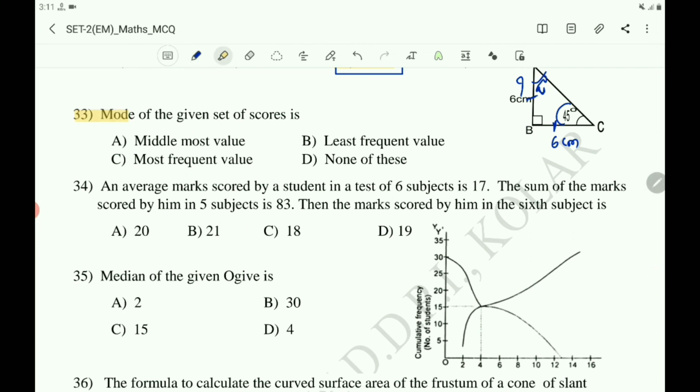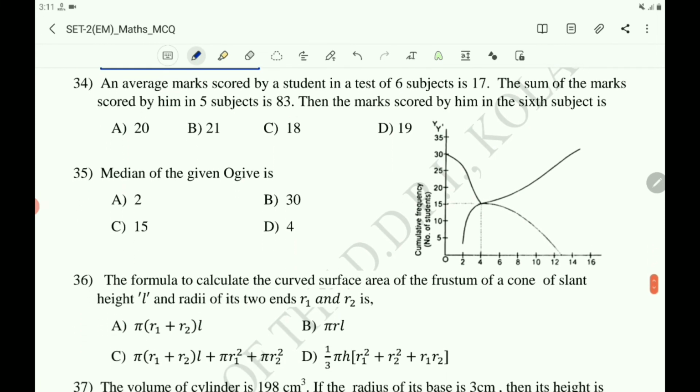What is the mode of the given set of scores? The options are: middlemost score, least frequent score, most frequent value, none of these. You know that the mode is the most repeated score, the most frequent value. So the answer is Option C.